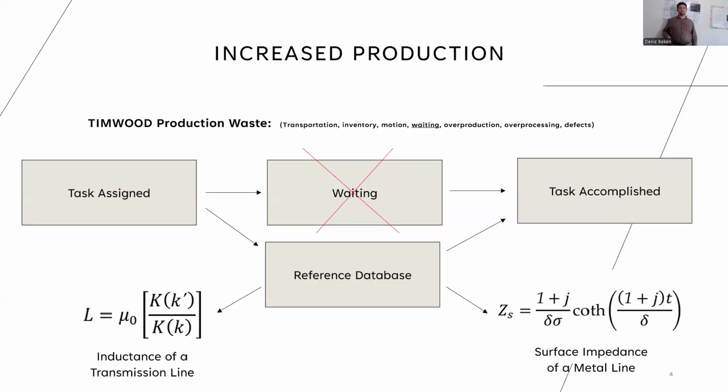So let's look at one of the benefits. One of the benefits is increased production. So here we have the TIM WOOD production waste acronym: transportation, inventory, motion, waiting, overproduction, overprocessing, defects. This is something that's used in manufacturing, and it's something that we can look at to see where waste is being put into the system that makes it take longer to mass produce goods or to produce goods in general.